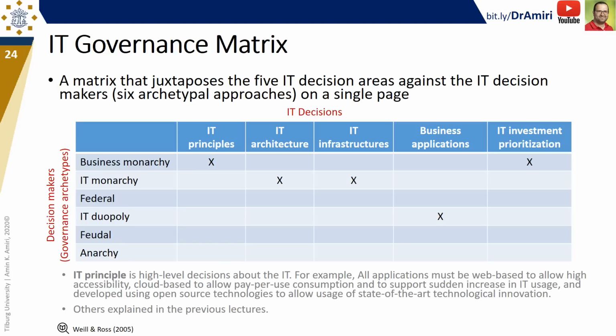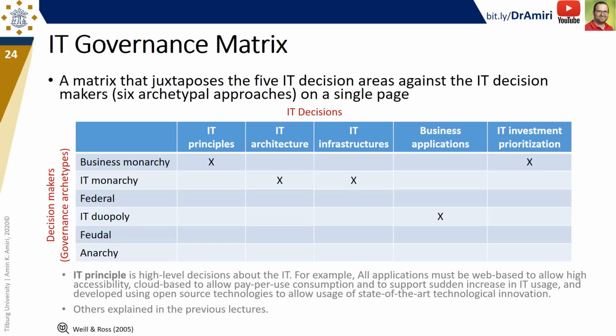Note that these governance archetypes, these decision-making structures, can vary from one IT decision domain to another. For example, in one organization, IT principles and IT investment prioritization can follow the business monarchy archetype, where the top business executives make decisions about this domain. However, as for IT architecture and IT infrastructure decisions, the organization follows IT monarchy, where the top IT executives, the CIO, make decisions about these two.